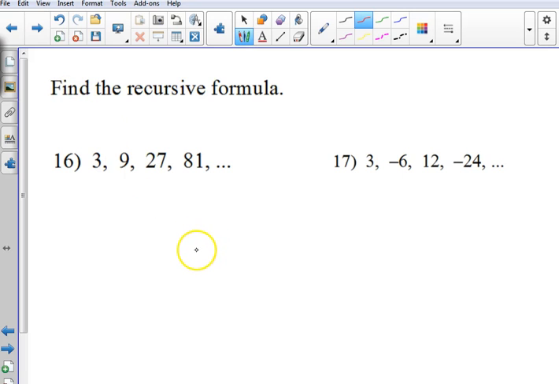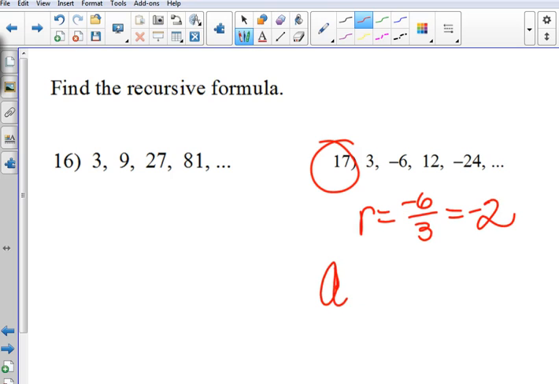I feel like we just did these. Let's do 17. What's r? -6 over 3, which is -2. So be careful, recursive. So I write a sub n equals. Recursive is the one that has to have the a sub n minus 1. So the previous term times -2. You know what? I'm thinking I need some parentheses. Otherwise, that's going to look like a -2, even if I put a big dot there. If you're careful, I guess you could make it without the parentheses.